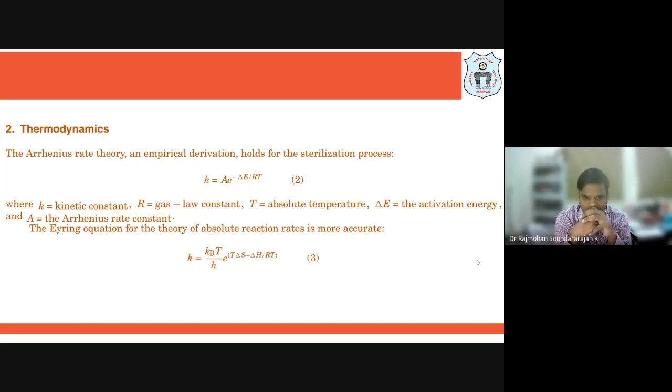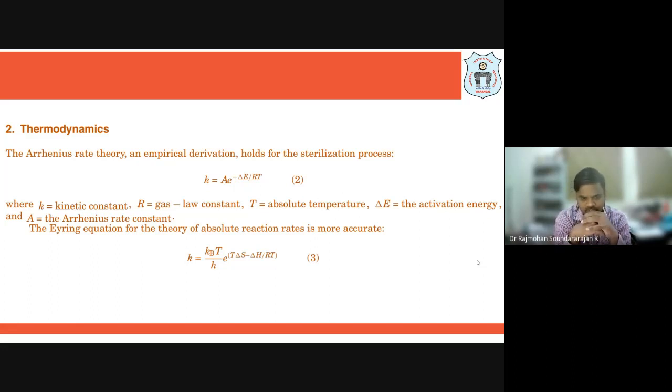Okay, K equals A into e power minus delta E by RT, where K is the kinetic constant, A is the Arrhenius rate constant, R and T we know, the standard universal gas constant and absolute temperature in Kelvin. Delta E is the activation energy. And then we have another equation, the Eyring equation. The Eyring equation for the theory of the absolute reaction rate is more accurate.